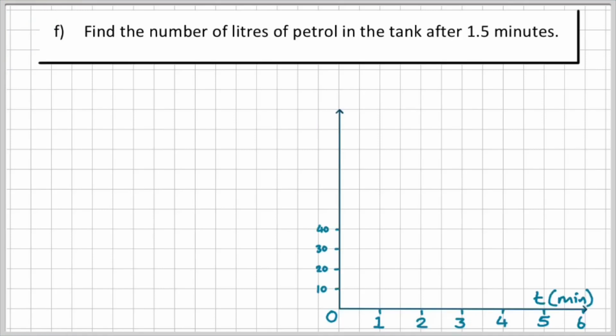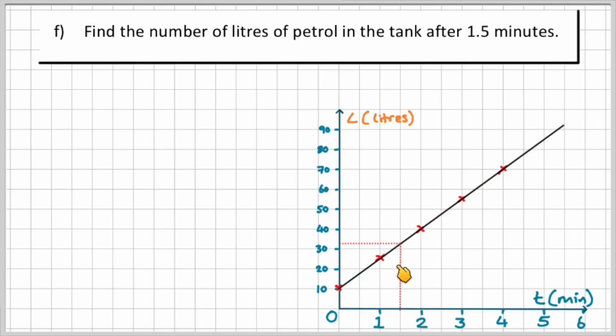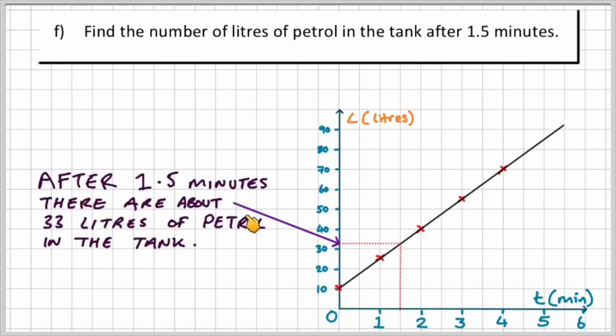So in part F, what we can do now is use the graph to find some key information. It says, find the number of litres of petrol in the tank after 1.5 minutes. So if I look at my x-axis and I take 1.5 minutes and I draw a line up to my data and I go across, I can see that after 1.5 minutes, there are about 33 litres of petrol in the tank.